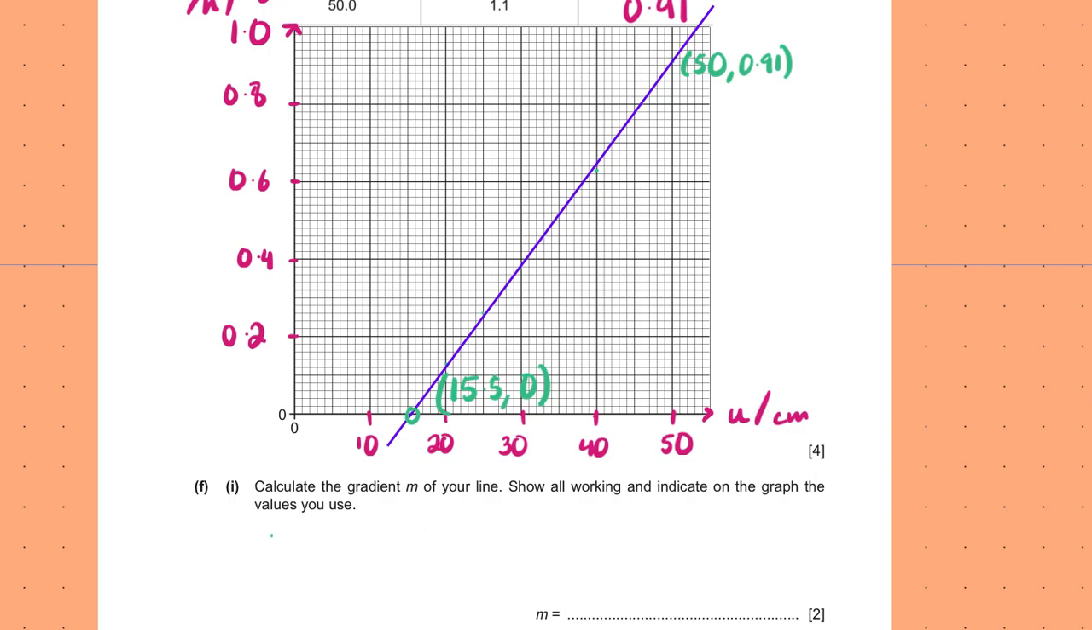So gradient is change in y over change in x. So 0.91 minus 0 over 50 minus 15.5.